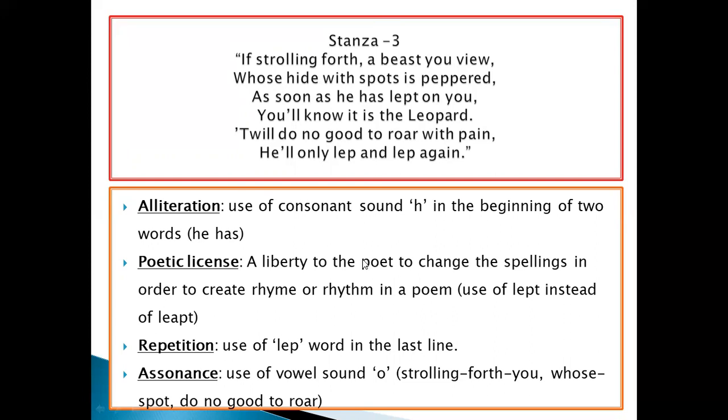Again, repetition: the word leap is repeated again and again. And then we have assonance again, the use of the vowel sound o, like strolling o, forth o. So the o sound is repeated in the same line. This is called assonance. And again, the rhyme scheme: view, you; peppered, leopard; pain, again.